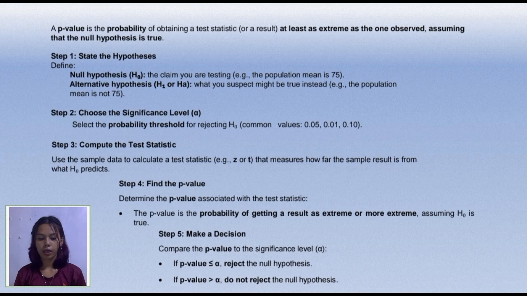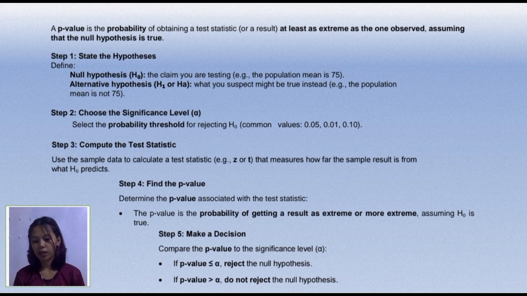A p-value is the probability of obtaining a test statistic or a result at least as extreme as the one observed, assuming that the null hypothesis is true. So there are 5 steps. First is state the hypothesis. Second is choosing the significance level. Third is compute the test statistic. Fourth is find the p-value, and the last one is make a decision.